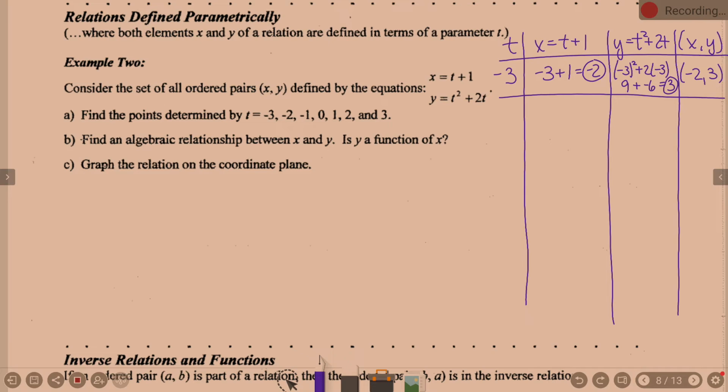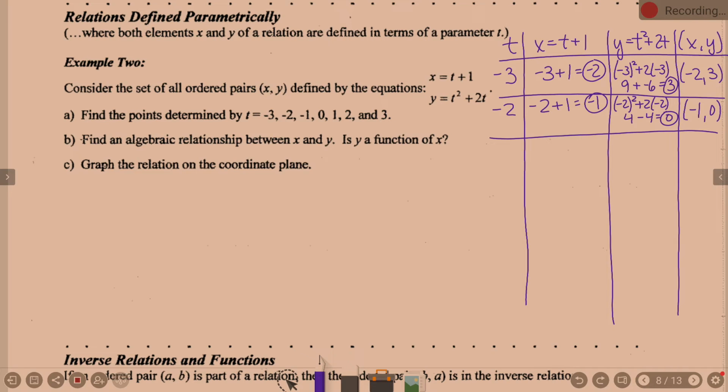Okay, what's my next t value? -2. So for this one, for x, t plus 1, so -2 plus 1, which is -1. For y, -2 squared plus 2 times -2. Four plus -4, which is 0. What's my ordered pair? -1, 0. Keep going, yes?